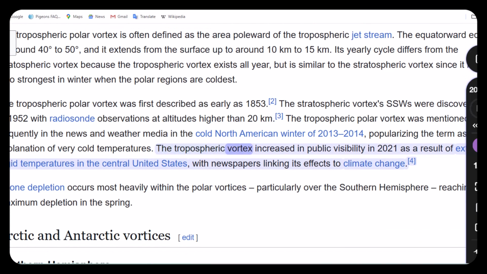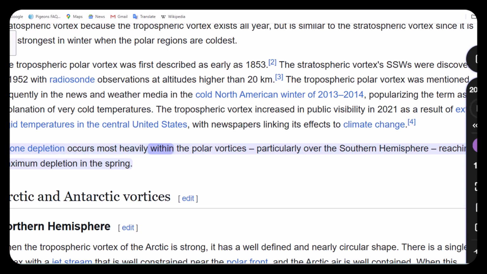The tropospheric vortex increased in public visibility in 2021 as a result of extreme frigid temperatures in the central United States, with newspapers linking its effects to climate change. Ozone depletion occurs most heavily within the polar vortices, particularly over the southern hemisphere, reaching a maximum depletion in the spring.